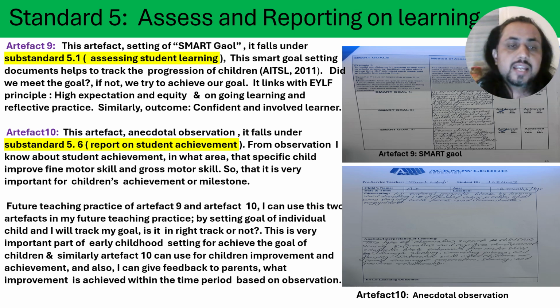Then Artifact 10, an anecdotal observation, falls under substandard 5.6, report on student achievement. From the observation, I know about the student's achievement in what area, and that specific child's improvement in fine motor skills and gross motor skills, which is very important for the children's achievement and milestones.